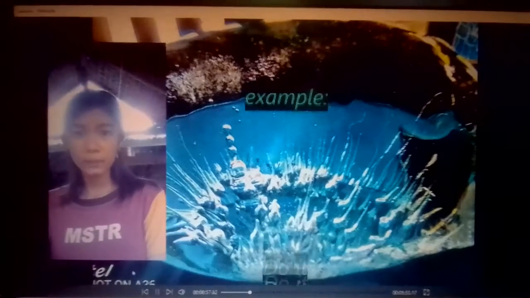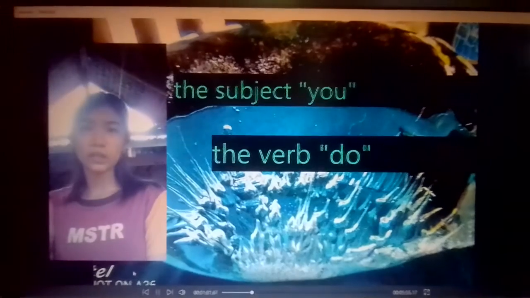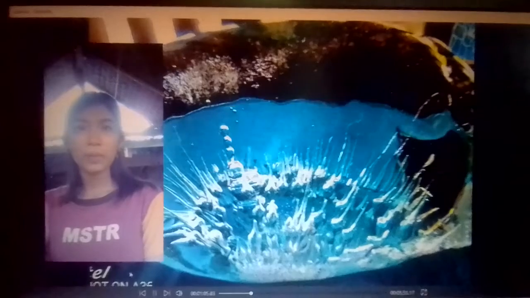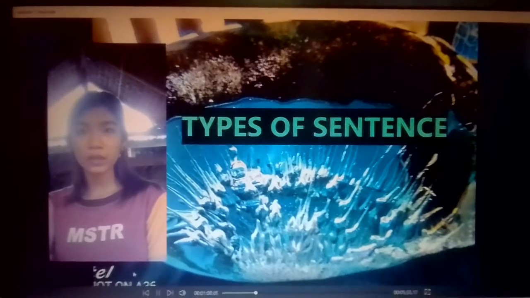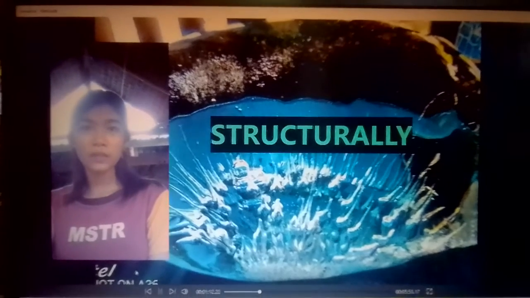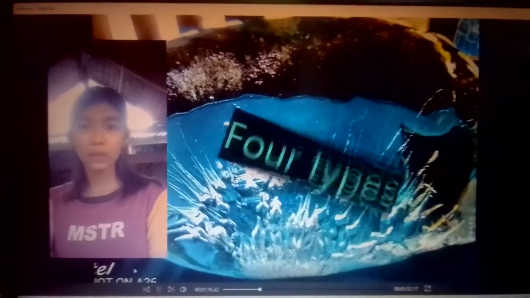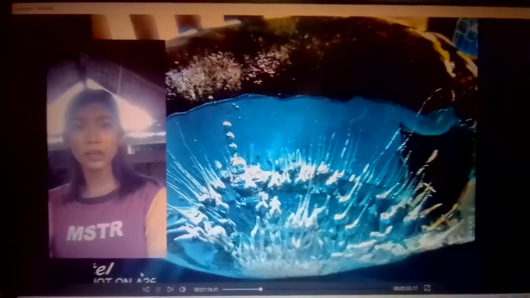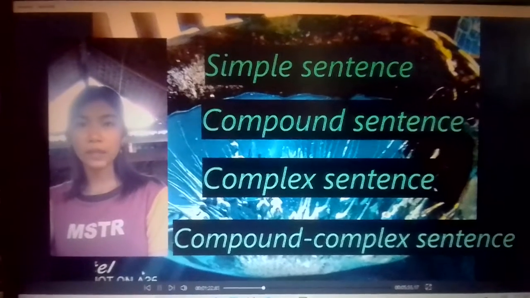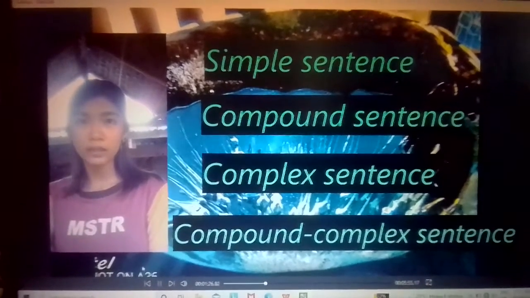So we have an example for this. Do it. In this sentence, if we notice, the subject you is hidden, but the verb do is visible. We have several types of sentence according to structure and function. The first is structurally. Structurally, sentences are of four types. The first type is the simple sentence. The second type is the compound sentence. The third type is the complex sentence, and the fourth type is the compound-complex sentence.